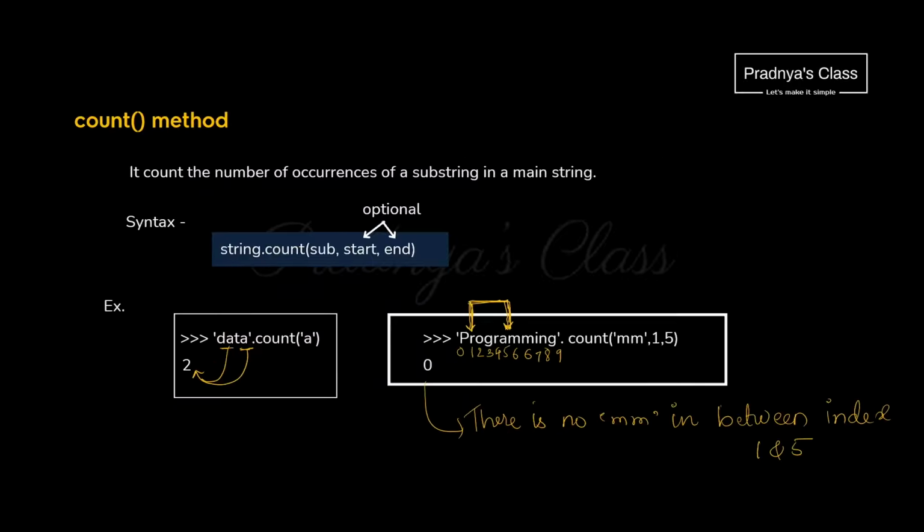What will count do? It will count the occurrences of the string. A is 2 times, that's why we got 2. Look at the syntax. We can mention start and end too. Then the count will happen in that range only. Here in the specified range, m doesn't exist. That's why we got 0.